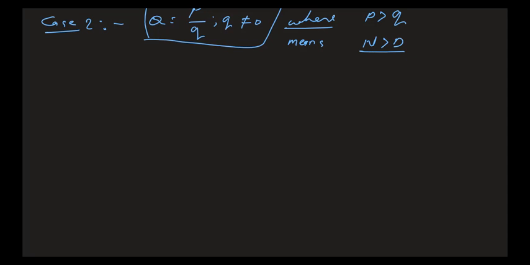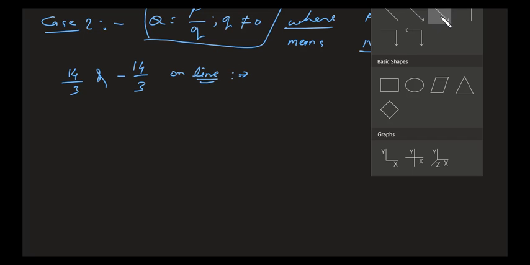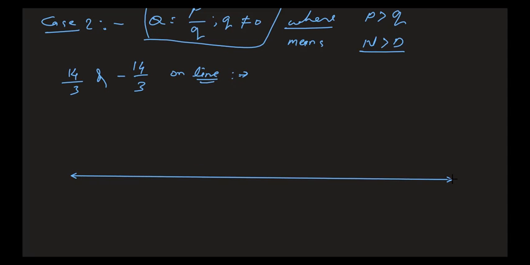So student, let us understand here. According to case 2, I am taking an example to understand it more clearly. The example is here. So 14 by 3 and minus 14 by 3, these must be represented on the number line. So let us understand how to represent. For this we must draw a number line. So this is a number line.